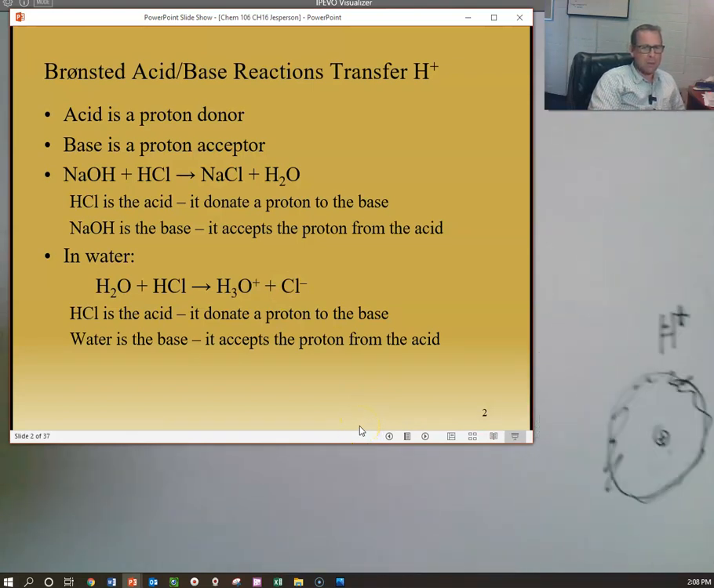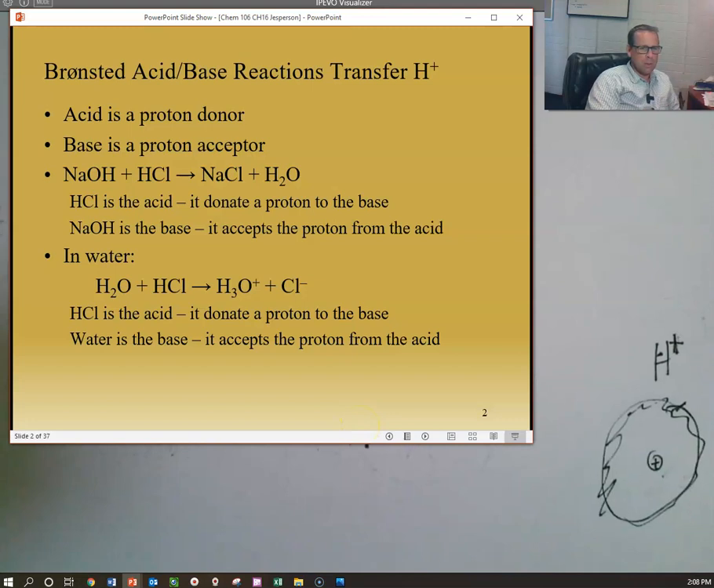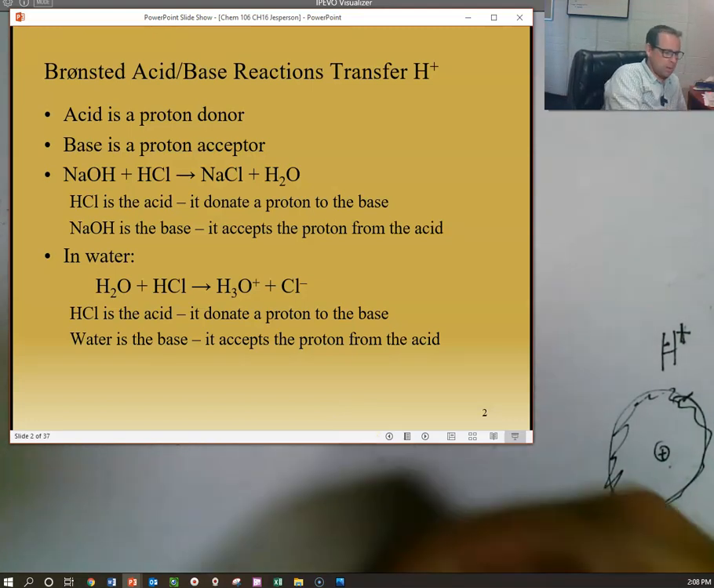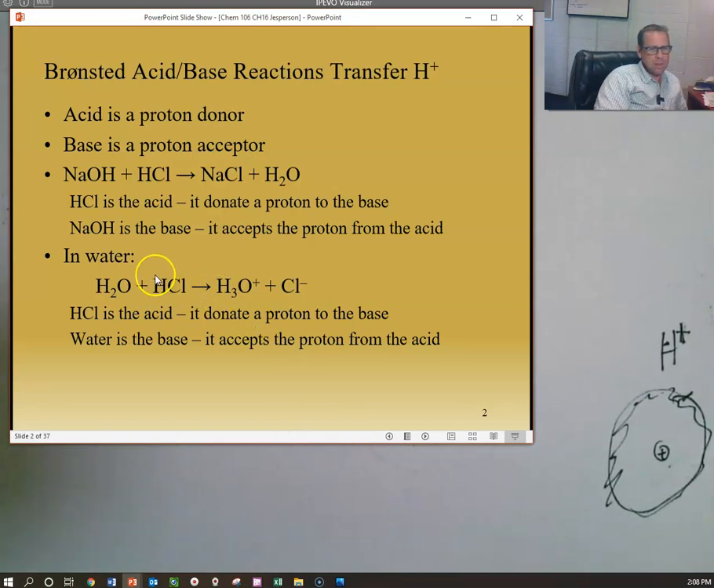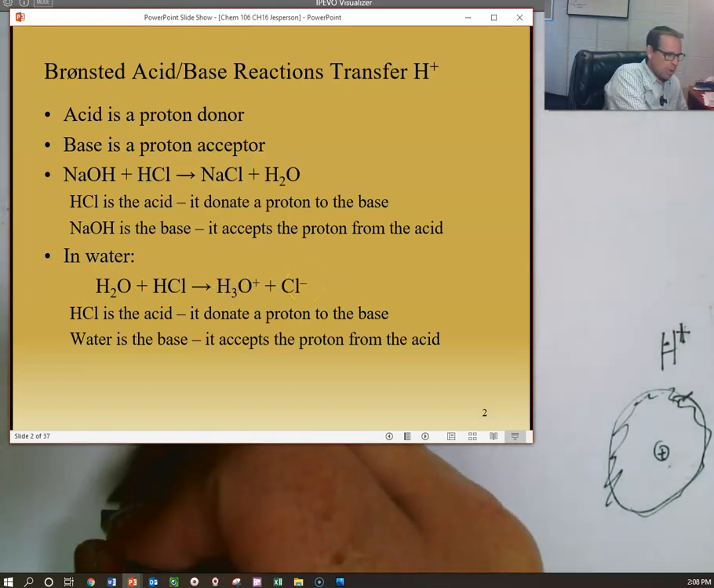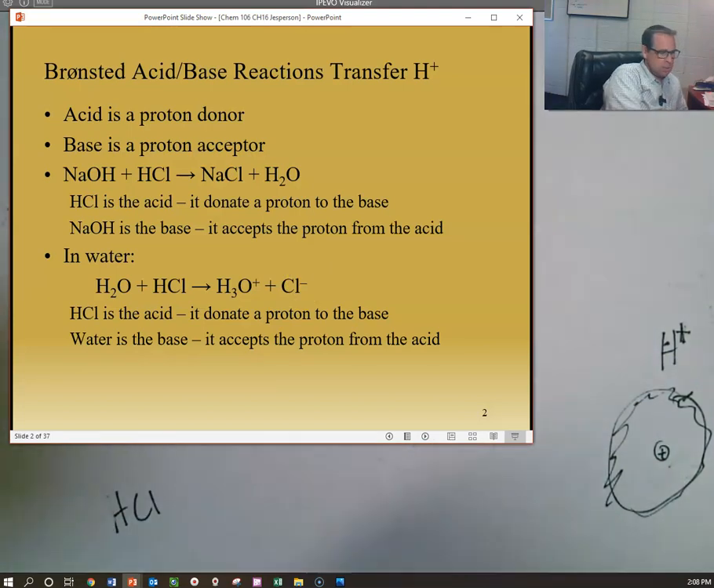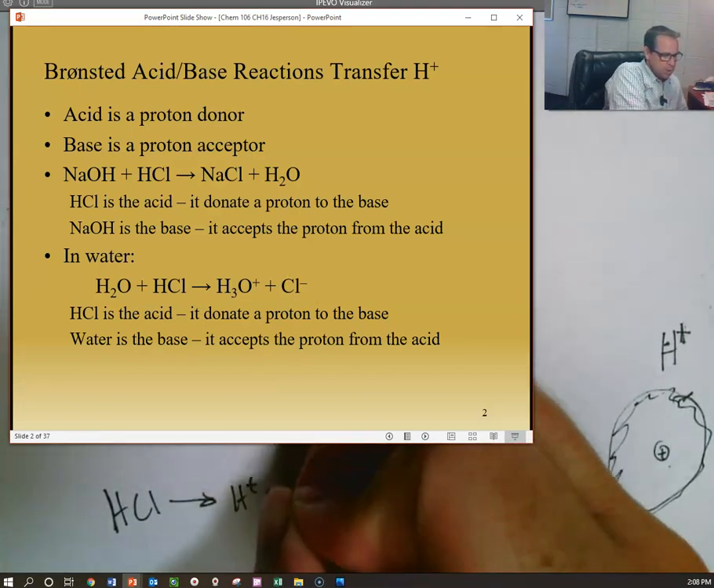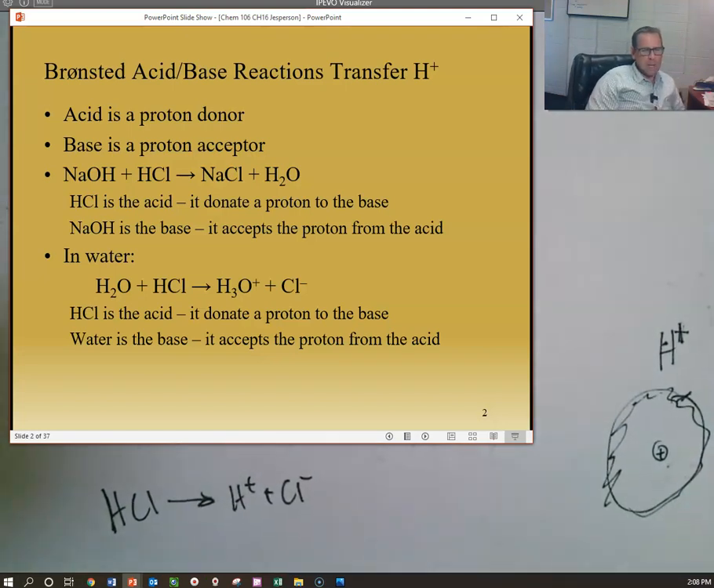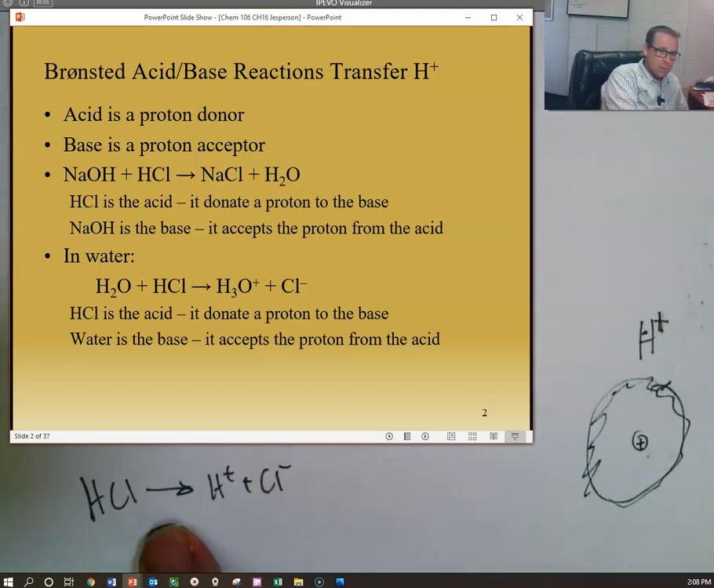And we want to be comfortable and remember that you can draw the dissociation of an acid like this, HCl with the water molecule, resulting in an H3O plus and a Cl minus. But you can also just write it as HCl dissociating to an H plus and a Cl minus. Okay? I prefer this way here.